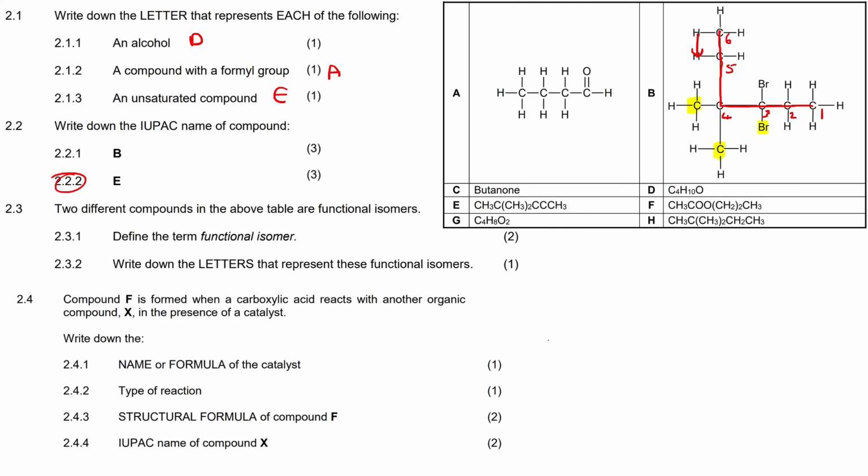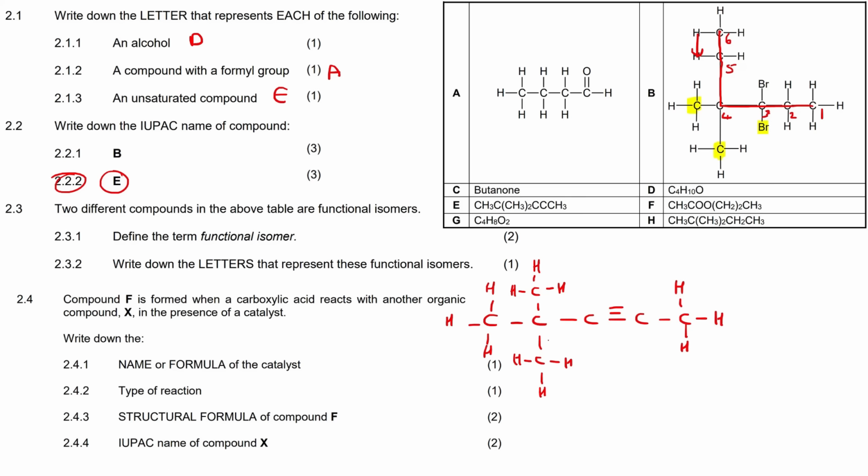Okay, now for this one, they want us to get the name of E, which we had drawn out earlier, but let me just quickly go do it again. So we've got CH3. Then we had a carbon with a CH3 going this way, and then going this way, and then C, C, CH3. And we then said that there was a triple bond over here.